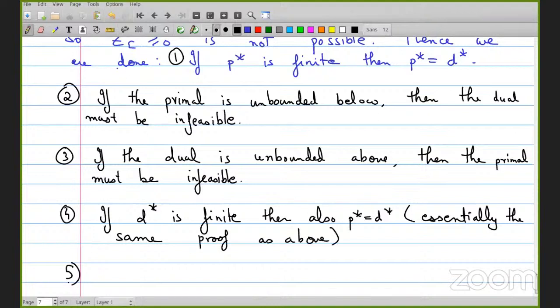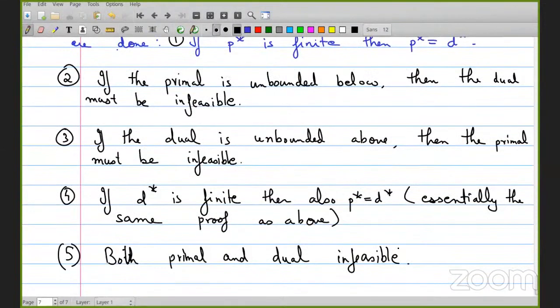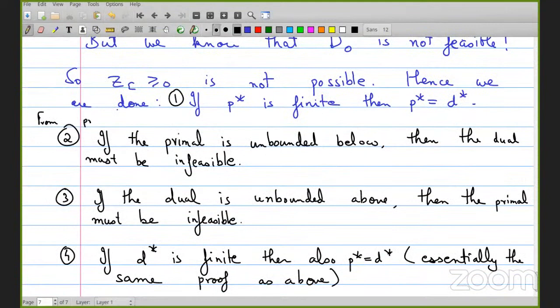So the only remaining thing is that both primal and dual might be infeasible. These are the only possibilities. So the possibilities are, they're both feasible, in which case P star equals D star, or they're both infeasible, or one is feasible and unbounded and the other is infeasible. Okay. So these are the only possibilities with duality. So any questions about this?